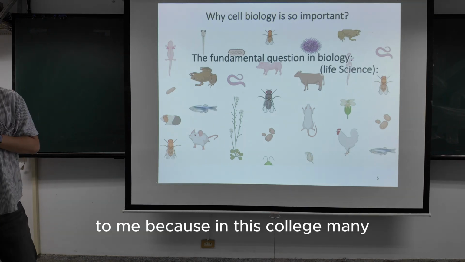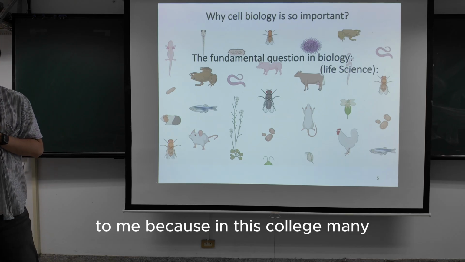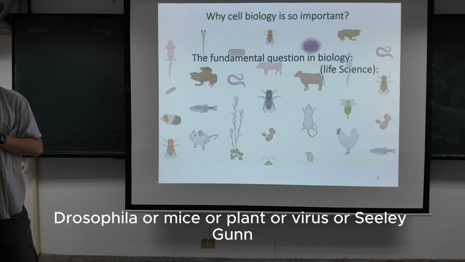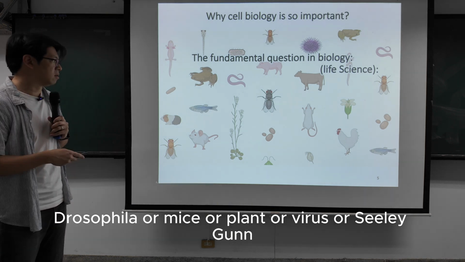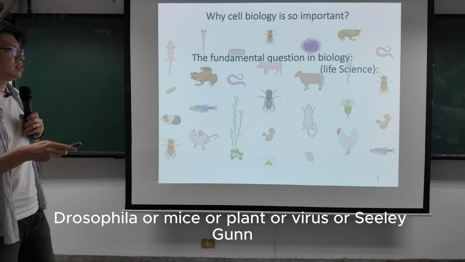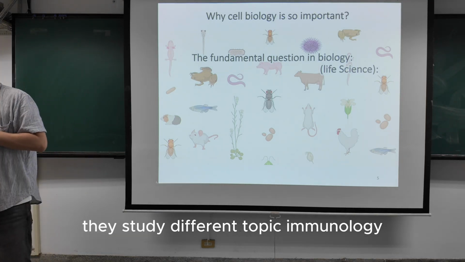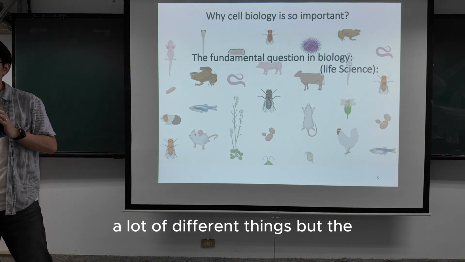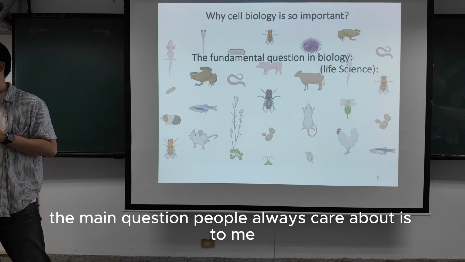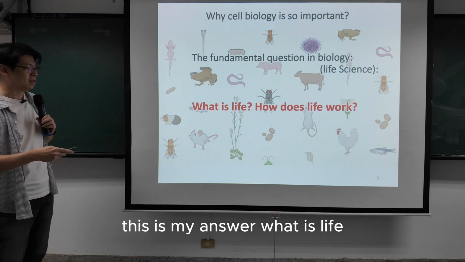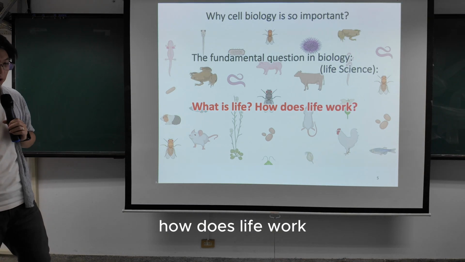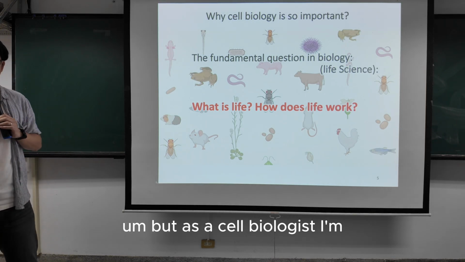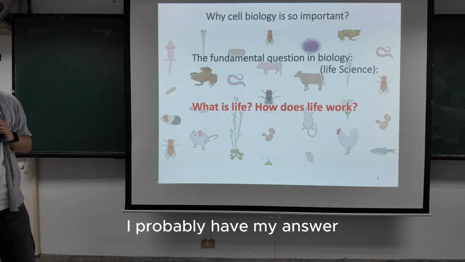To me, because in this college many people use different model organisms. Some faculty use zebrafish, Drosophila, mice, plants, viruses, or C. elegans. They study different topics: immunology, neuroscience, evolution, a lot of different things. But the main question people always care about is, to me, this is my answer: what is life? How does life work? Actually, we don't have a correct answer yet, okay? But as a cell biologist, I probably have my answer.